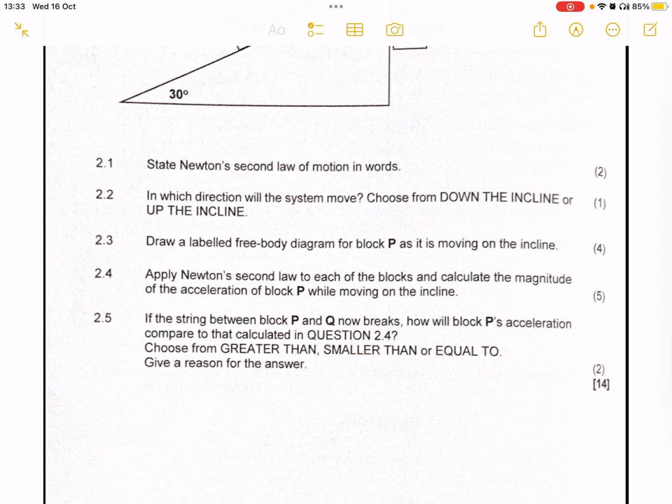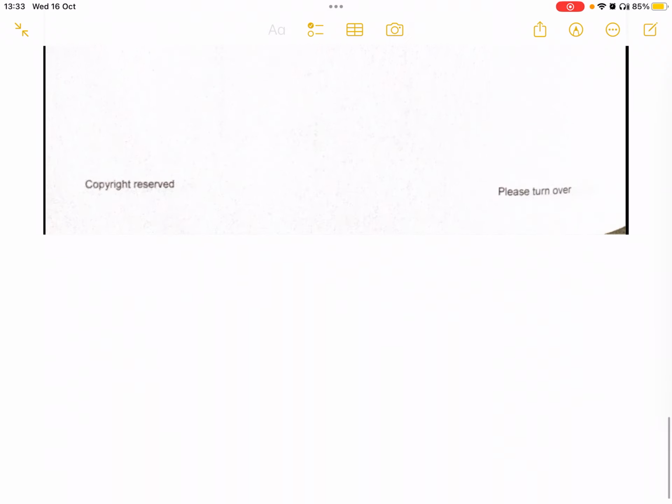Now, the first question that is being asked here is: state Newton's second law of motion in words. And I would like to first do this. Okay, 2.1. Newton's second law. Whenever I talk of Newton's second law, this comes up in my head: F net is equal to ma. I mean, for most of the definitions or laws, they come with a formula, and this is the formula where Newton's second law is best explained.